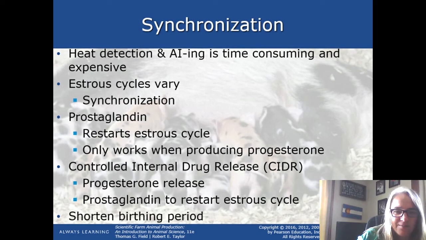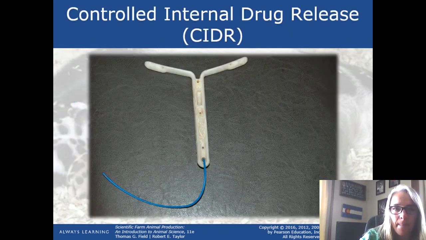Sometimes an item called a controlled internal drug release is used. It releases progesterone and then prostaglandin to restart the estrus cycle. Sometimes this is used for AI, sometimes this is used to shorten the birthing period for animals. This is a picture of a controlled internal drug release.